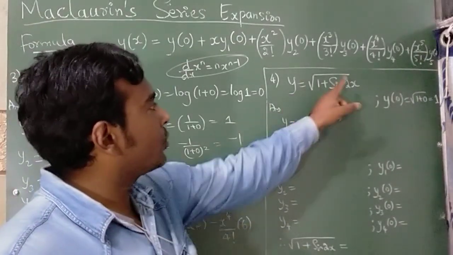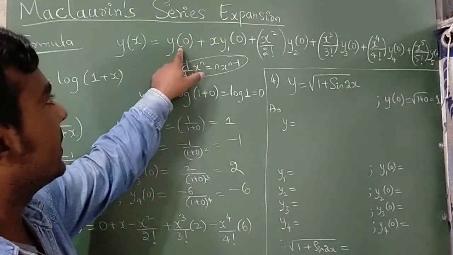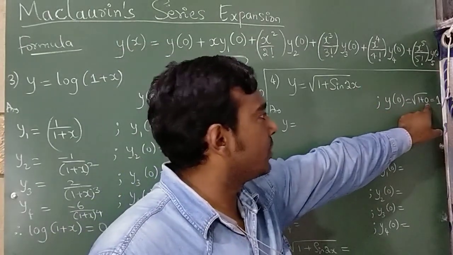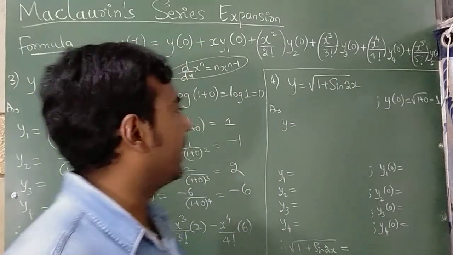So y is equal to square root of 1 plus sine 2x. Now as per the first term, it is y(0). So in place of x, I have substituted 0. So the square root of 1 plus 0 is 1, square root of 1 is 1.